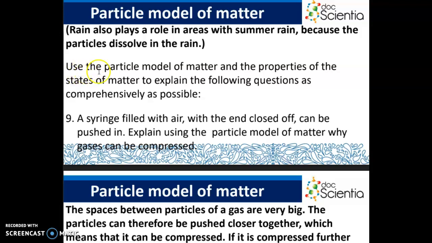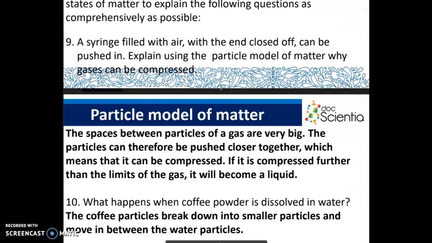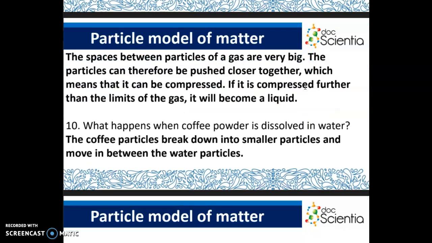Number 9. Use the particle model of matter and the properties of the state of the matter to explain the following questions as comprehensively as possible. A syringe is filled with air. With the end closed off, it can be pushed in. Explain using the particle model of matter why gases can be compressed.